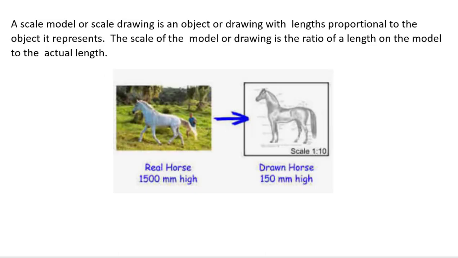A scale model or a drawing is an object or a drawing with lengths proportional to the object it represents. The scale of the model is drawn in the ratio of the length on the model to the actual length. So my scale is there. That's our scale factor. So our drawn horse has a scale factor of 1 to 10 to my real horse.